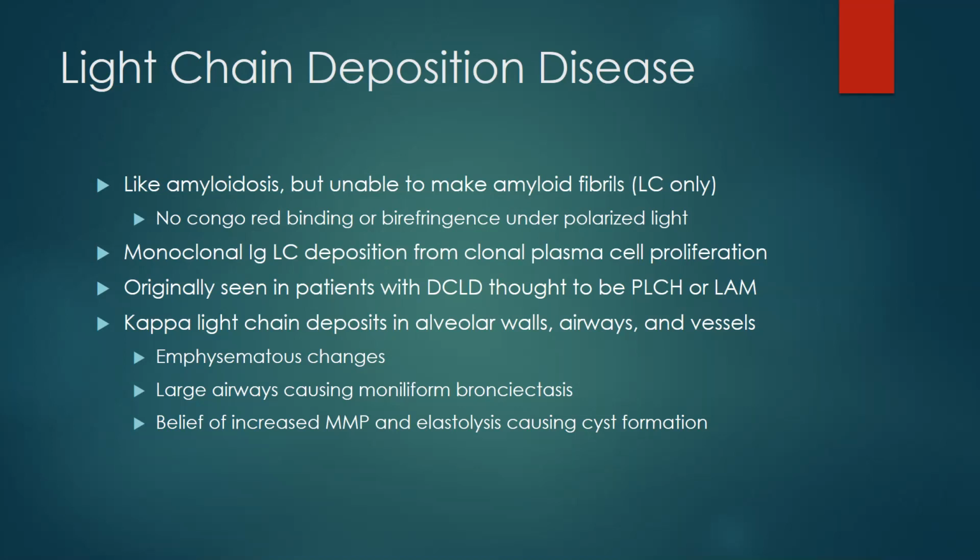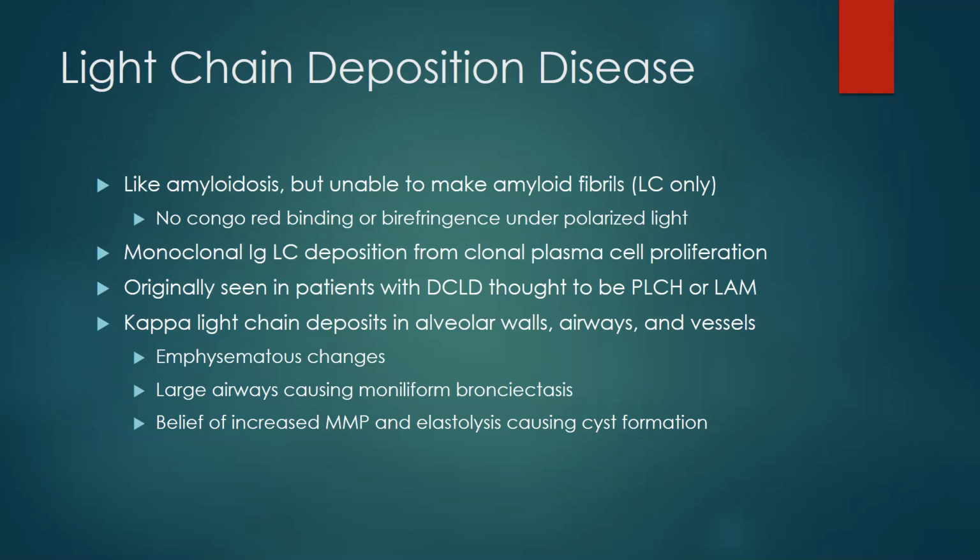With this disease process, about 70% of people have kappa light chains as the primary light chain. When it was originally seen in patients in the 1980s, they had actually previously been diagnosed with either PLCH or LAM. So there's a wide variety of what the appearances can look like. What is seen is that these kappa light chain deposits usually occur in the alveolar walls, in the airways and vessels throughout the lungs.